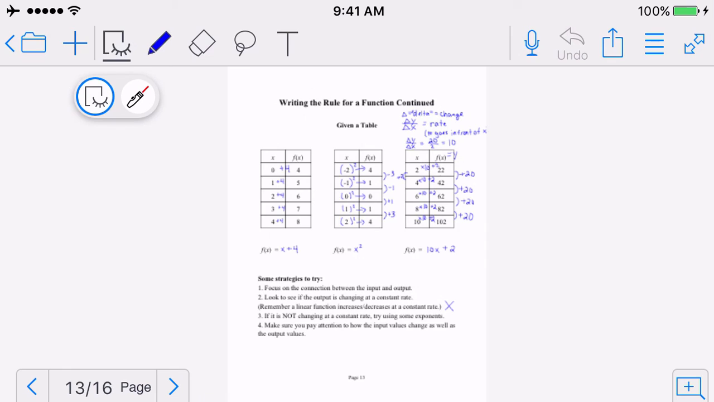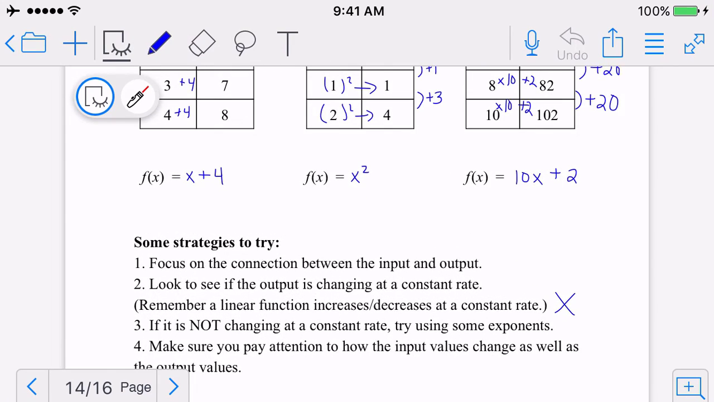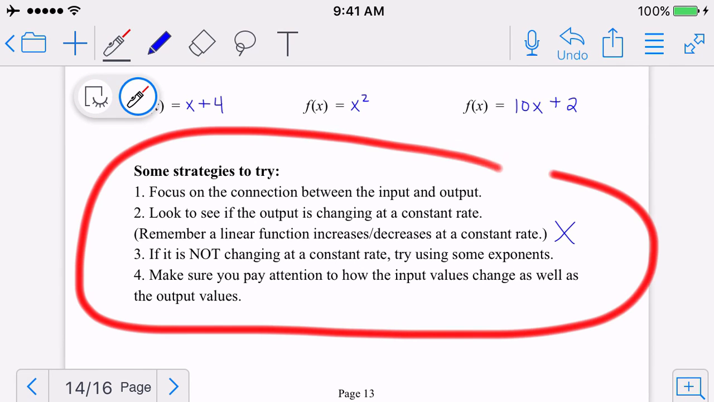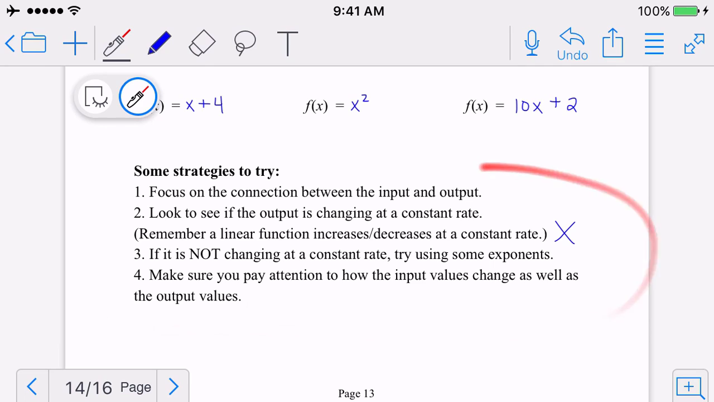Whoops, somehow it got switched to the other page. But yeah, those strategies are going to help you. So make sure you keep those in mind. All right, ask questions if you need it. Otherwise, move on to the next one, which is going to be writing it based on a graph.